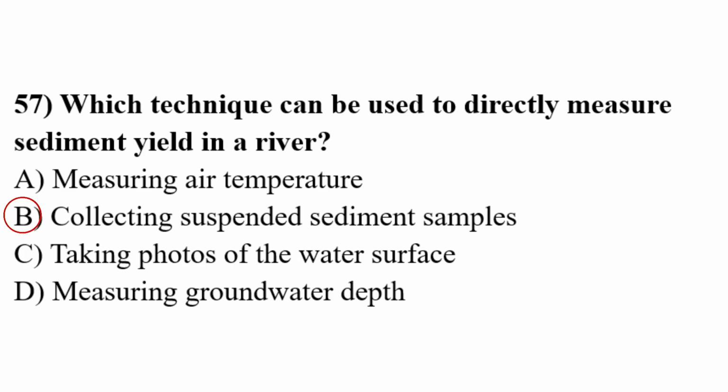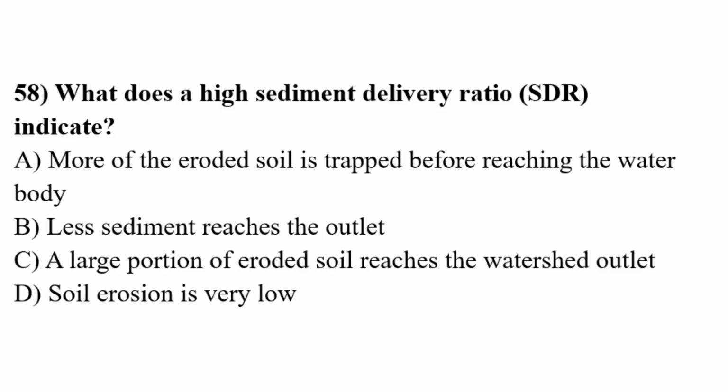Answer: B. Collecting suspended sediment samples. 58. What does a high sediment delivery ratio, SDR, indicate? A. More of the eroded soil is trapped before reaching the water body. B. Less sediment reaches the outlet. C. A large portion of eroded soil reaches the watershed outlet. D. Soil erosion is very low.